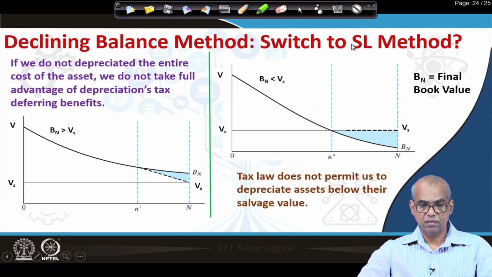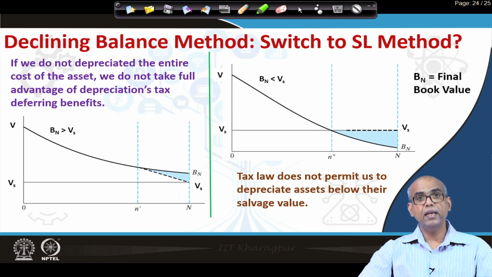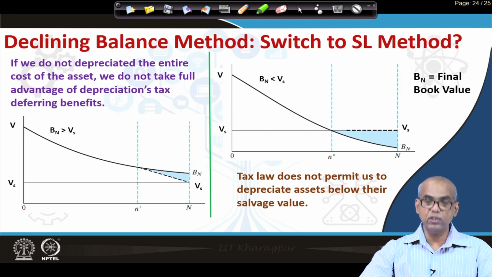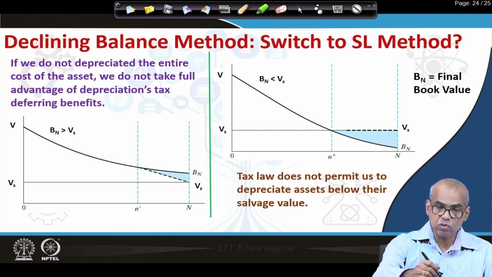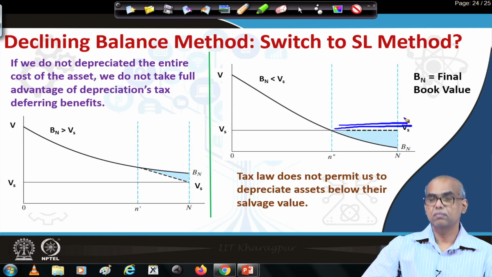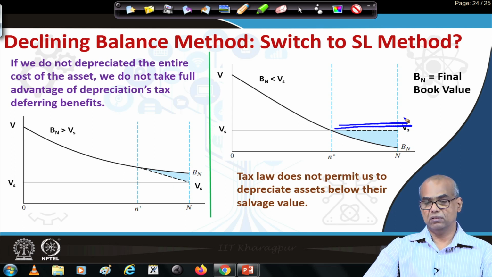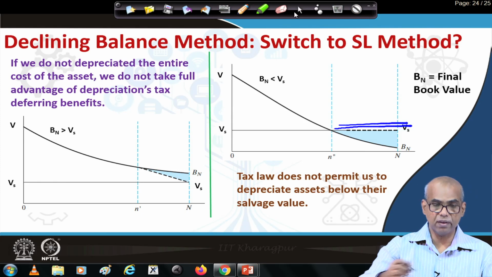Similarly, if the book value at the end of nth year is less than the salvage value, the tax law does not permit us to depreciate assets below their salvage value. So, as soon as the book value becomes equal to the salvage value, you do not depreciate. You stop depreciation. You stop charging any depreciation. Thereby, you respect the tax laws.